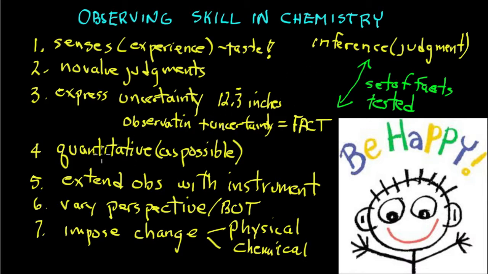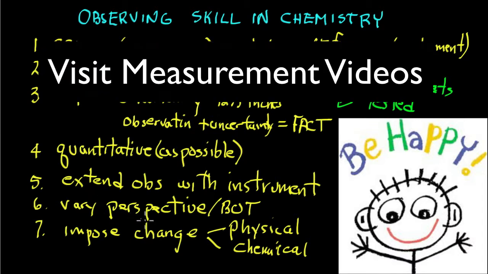Be very careful. Be as quantitative as possible. Use instruments. Extend your observations with instruments. Vary the perspective. And then last, impose change. Okay, we will stop there with our first little lesson called observing.